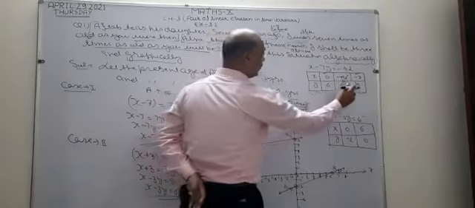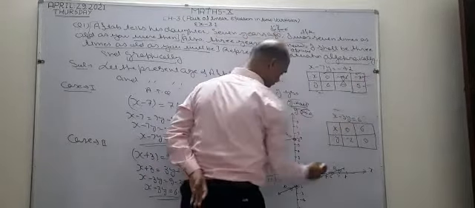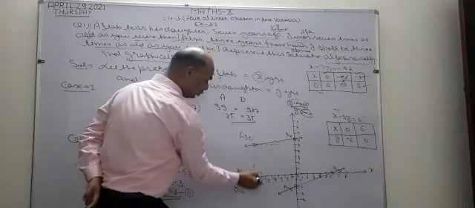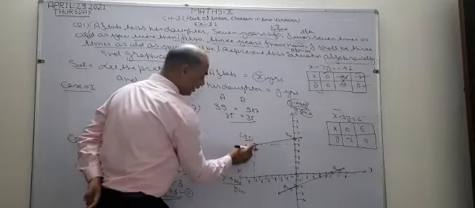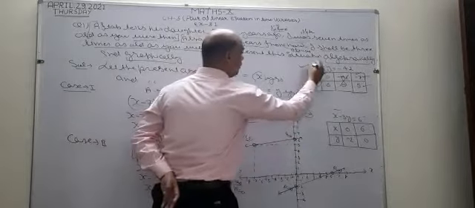Now, what is the next value? The y value is 5 and the x value is minus 7. These two points meet here. This is the second point. Now join these two points. This is the graph line of the first equation.